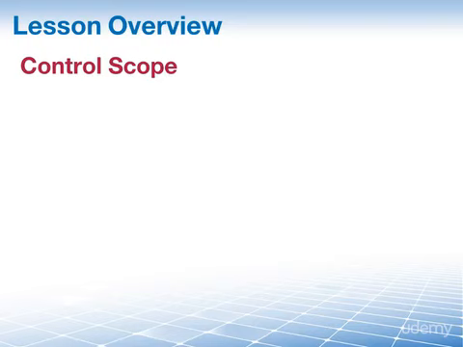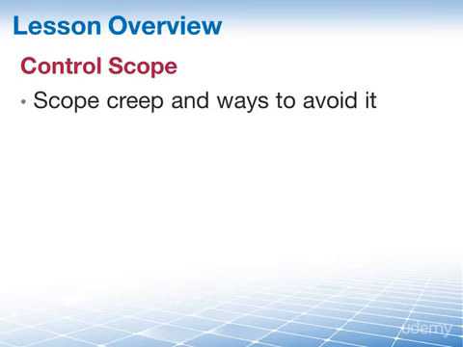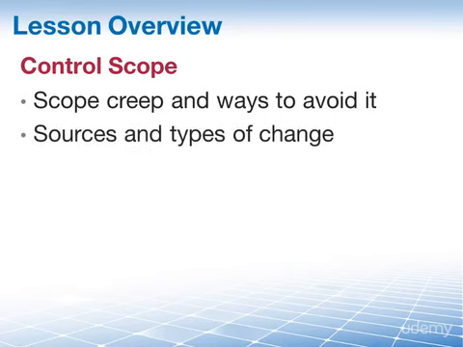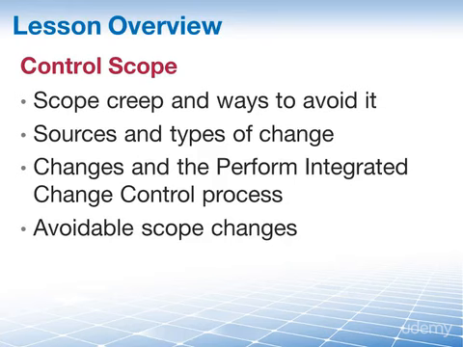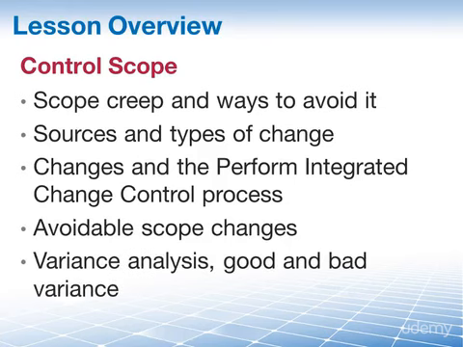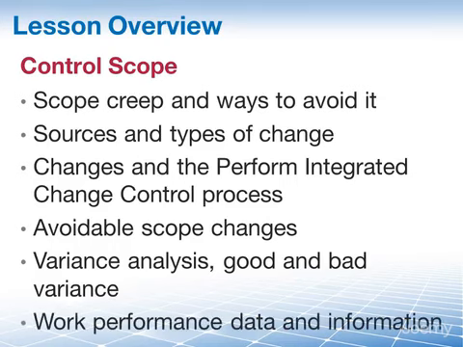So, in this lesson, we discuss scope creep and ways to avoid it, sources and types of changes and the perform integrated change control process. We talk about avoidable scope changes. We look at variance analysis, good and bad variances, and we look at work performance data and work performance information.